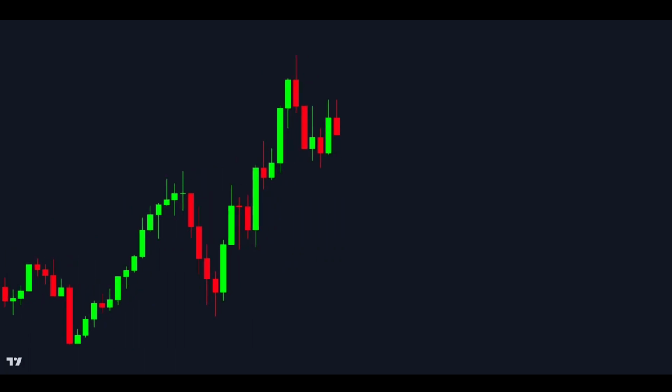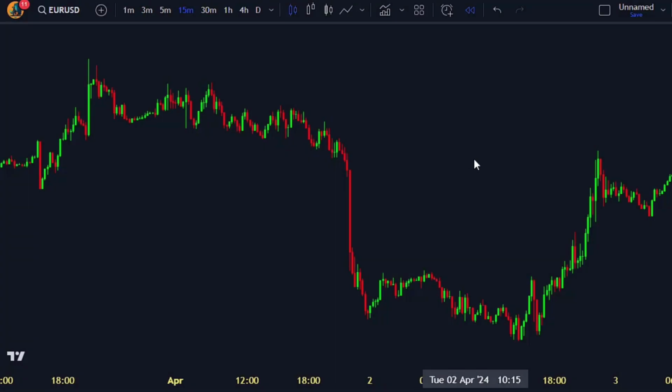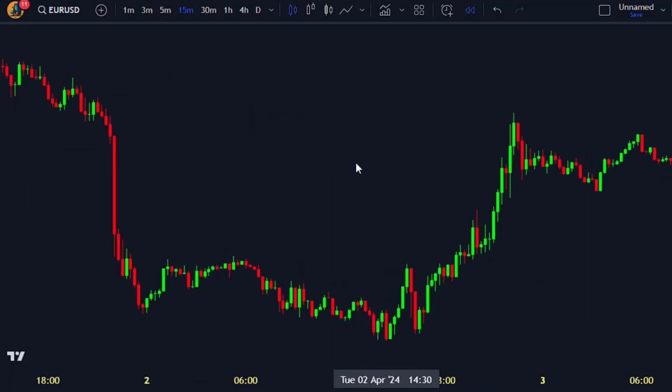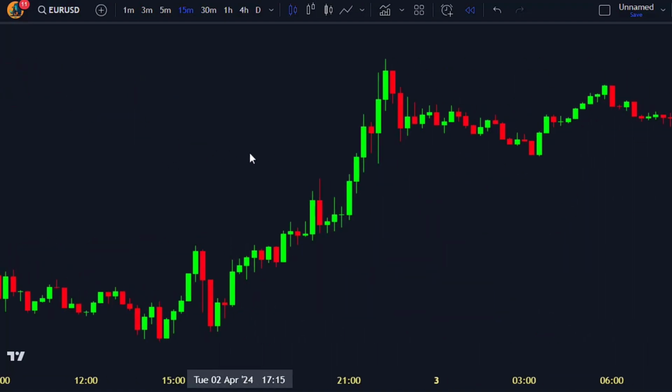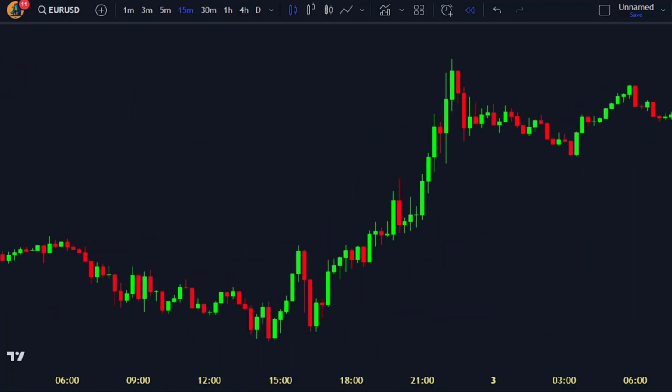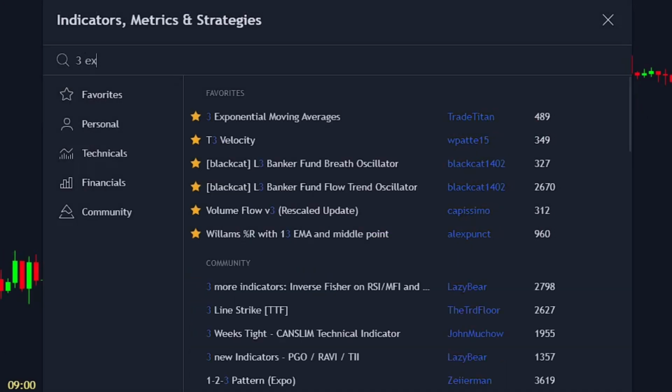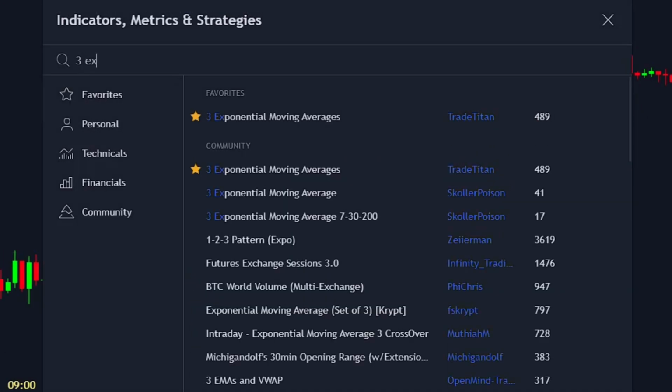Now let's get into the nitty-gritty. We'll be demonstrating this strategy on the TradingView platform, but you can apply the same principles on other platforms like MetaTrader 4 or MetaTrader 5. First off, let's set up our EMA indicators. Make sure to adjust the settings to your liking and then confirm the changes.